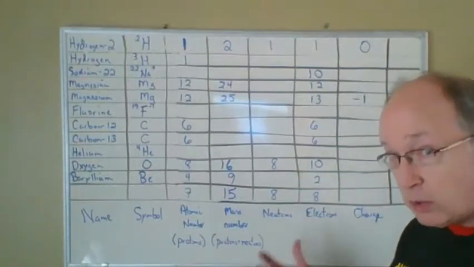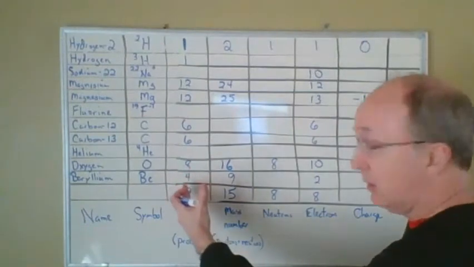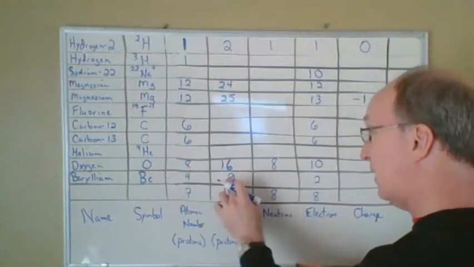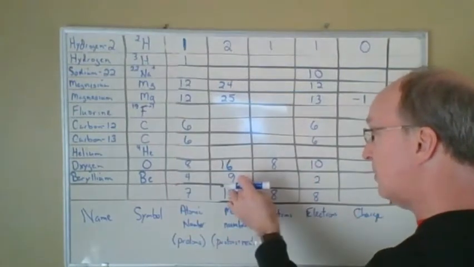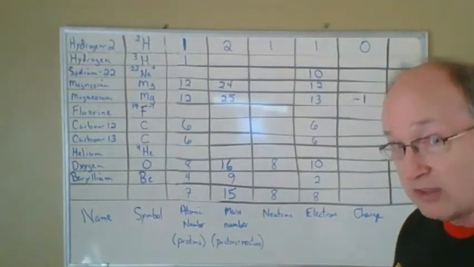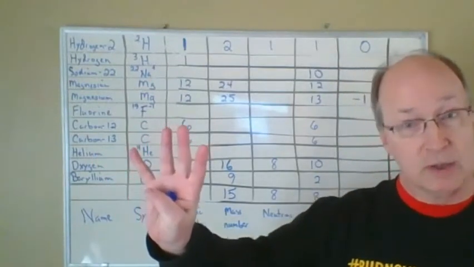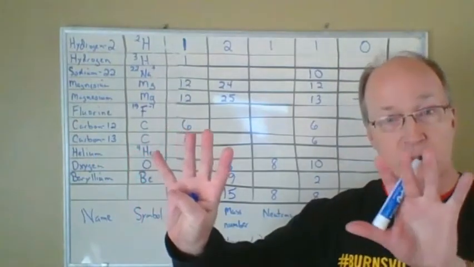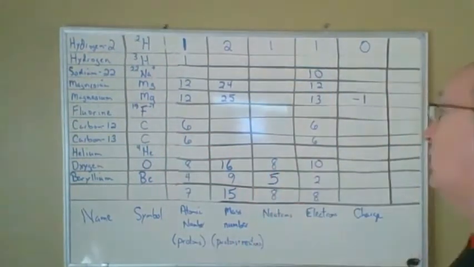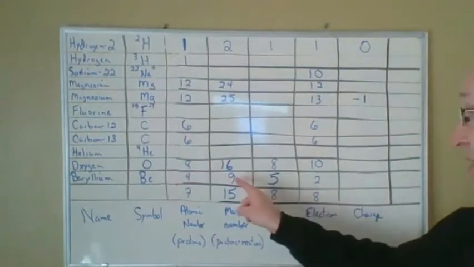Because if the only two things that make up the mass number are the protons, the atomic number, and the neutrons, then these two columns have to add up to this one. So if my mass number is 9 and 4 of them are protons, how many neutrons do there have to be? I got 4 protons. 4 plus what equals 9? And of course, the answer is 5. There must be 5 neutrons. Okay? So 4 plus 5 is 9.